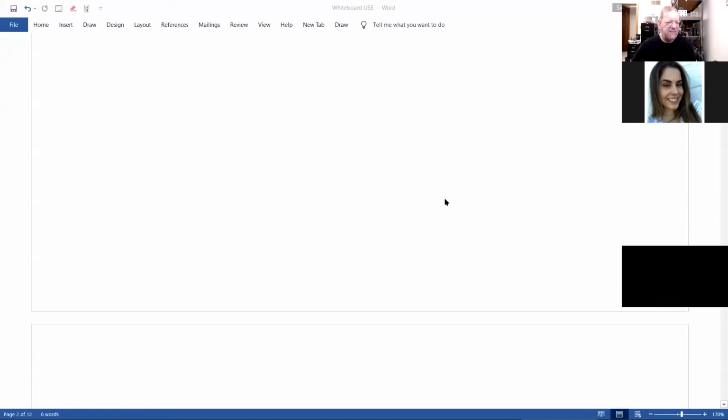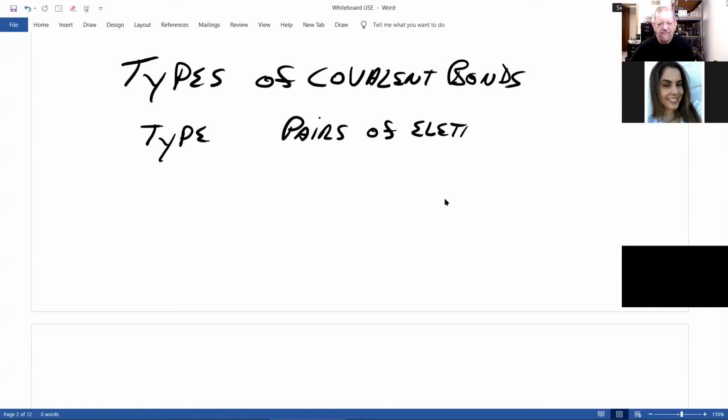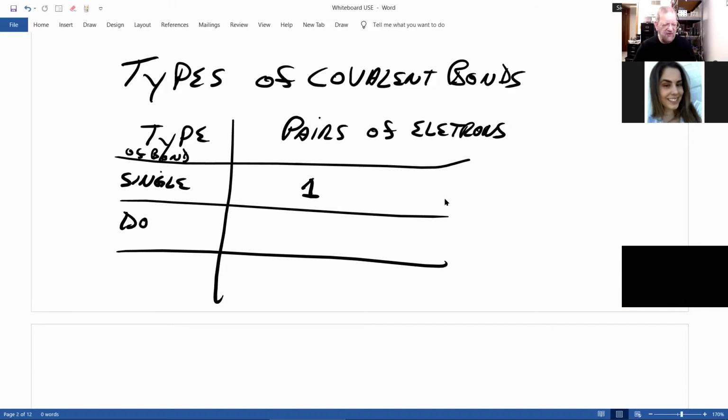All right, let's review that. Instant table. First type, single bond, and it involves one pair of electrons. Next one, double bond. That involves two pairs of electrons.